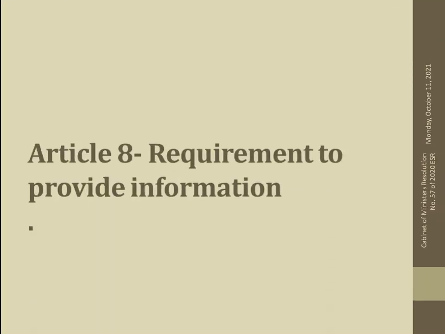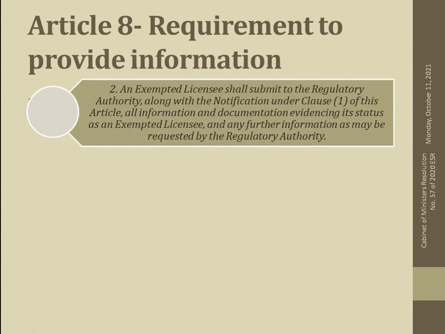Now come to point number 2. Point number 2 says an exempted licensee. This point is specifically about exempted licensee. Point 2 says an exempted licensee shall submit to the regulatory authority, along with notification under clause 1 of this article, which we have seen just before, all information and documentation evidencing its status as an exempted licensee and any further information as may be requested by the regulatory authority. Like, an exempted licensee has to submit this notification plus all other documents which are prescribed to evidence whether they can take exemptions under this ESR report or not, that they have to provide to the regulatory authority.